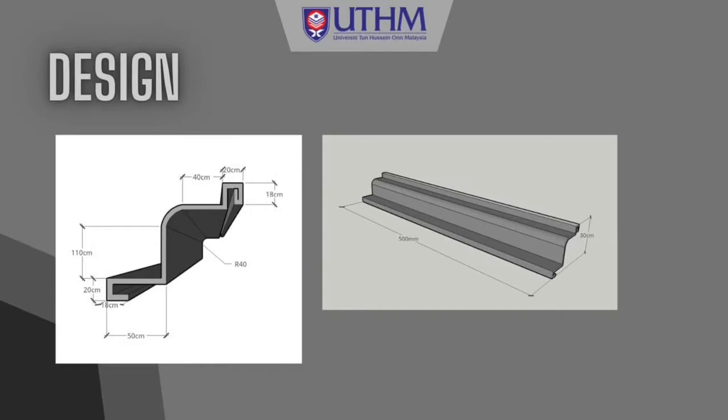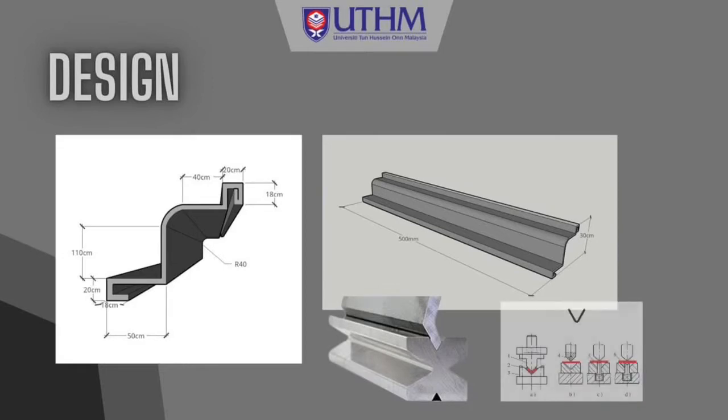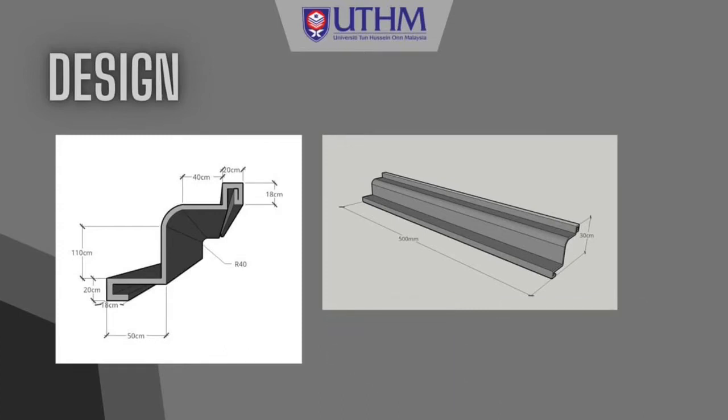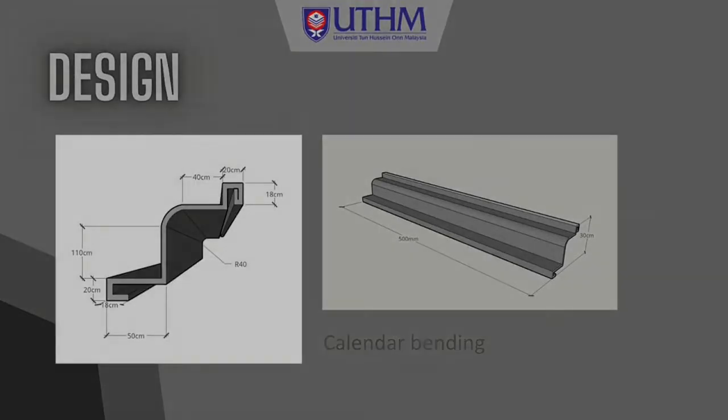For this design, the multi-V die with standard punch and swinging die with spring type was chosen because it is suitable to form the required shape. 3 processes need to be done. The first process is 180-degree bending, or crush down. The second process is 90-degree bending, or bottoming technique. And the third process is calendar bending, to make a curve in the metal sheet.